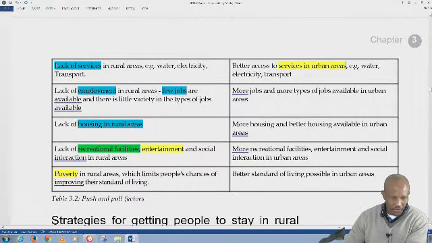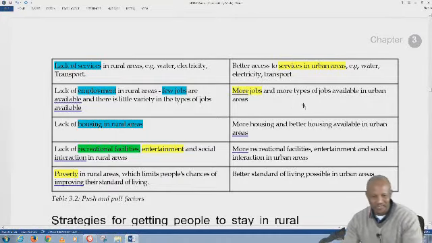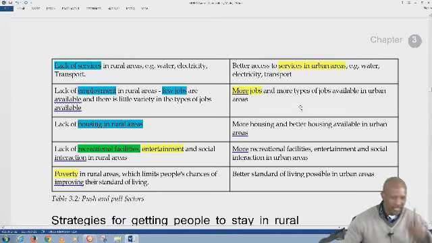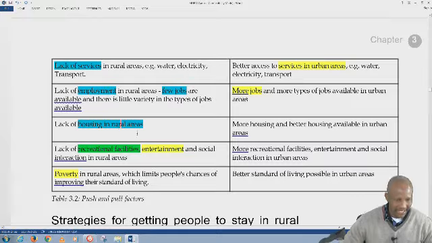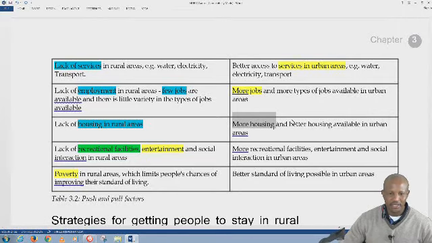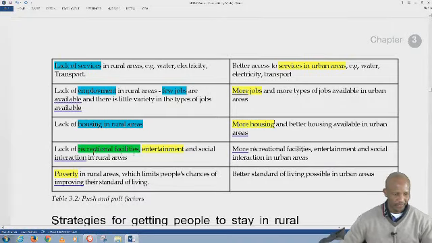In rural areas, there are no jobs. There are more jobs, at least in urban areas, but it's not everyone who gets to be employed because of skills for that matter. There are fewer houses in rural areas, but in urban areas, there are a lot of houses. Then recreational facilities are fewer here, but in urban areas you find them more.